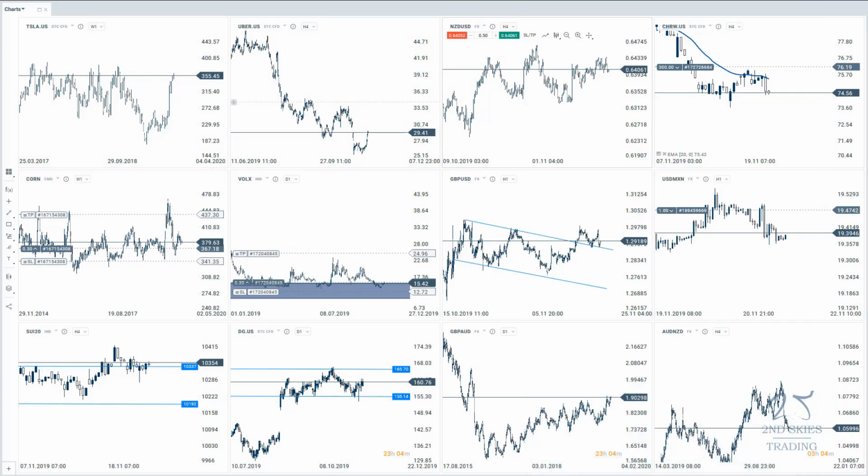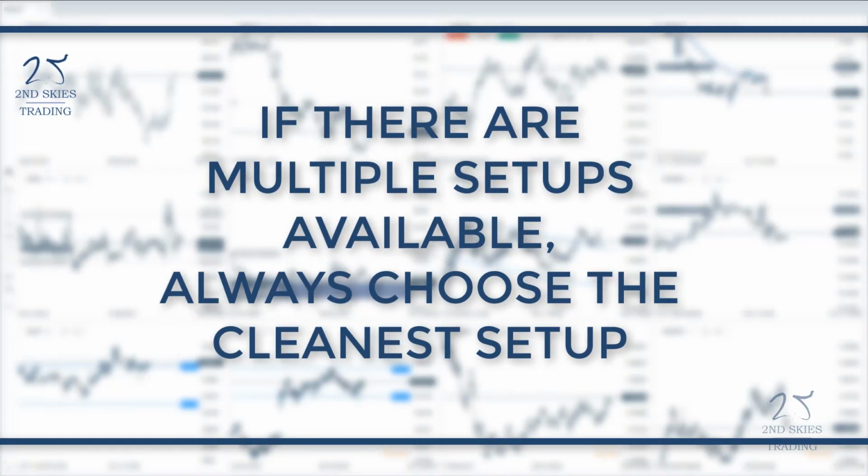Also, the trend direction is clear. The price action looks clear to you. Everything looks clear and clean to you. If you got a setup like that versus one that you're not entirely sure about the entry or the stop loss or take profit location, always hands down choose the cleanest and clearest trade setup possible.